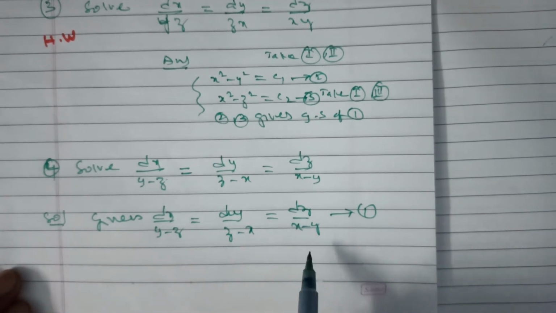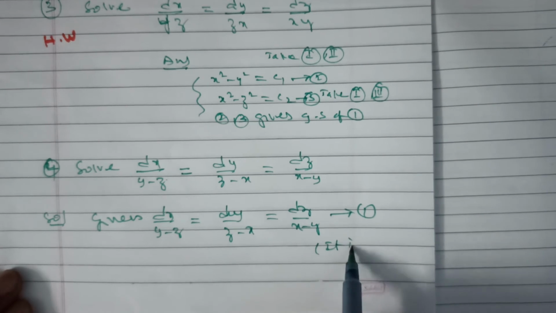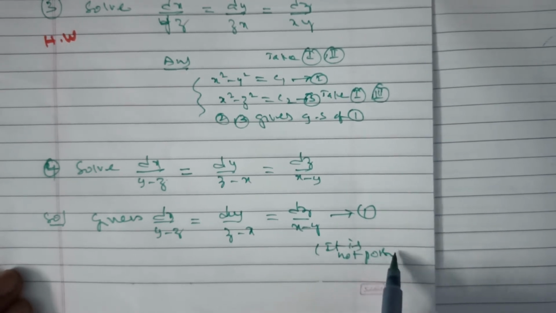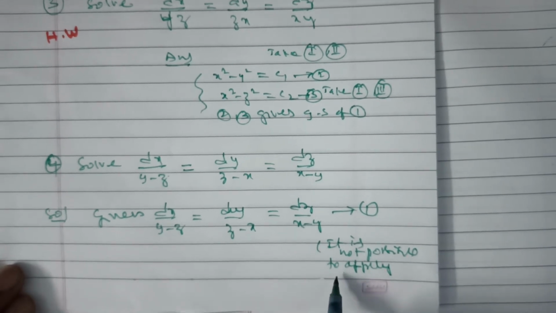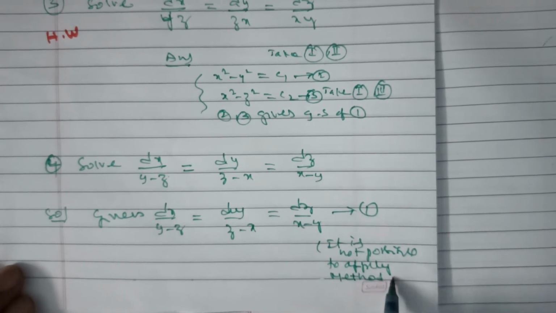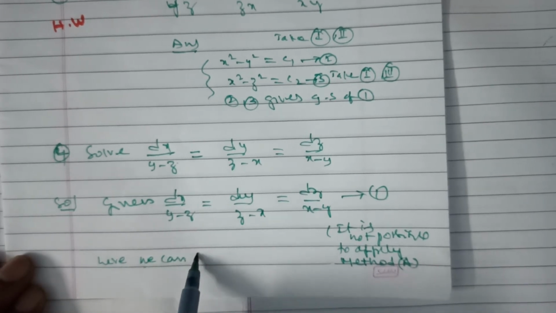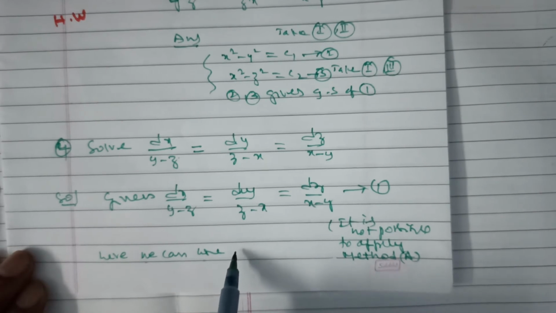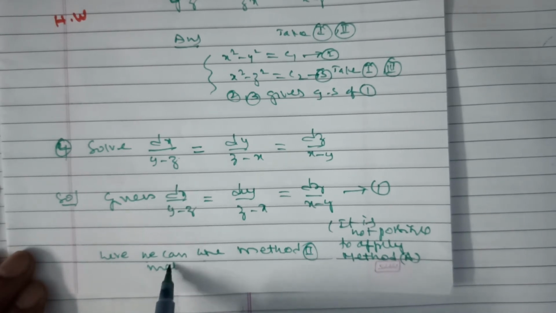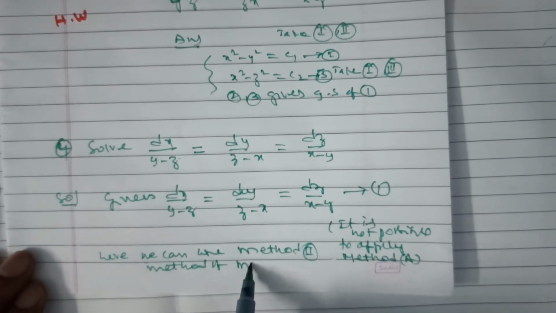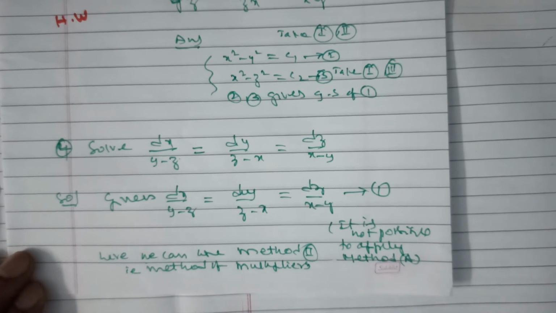So here it is not possible to apply method A. So here we can use method 2, the method of multipliers.